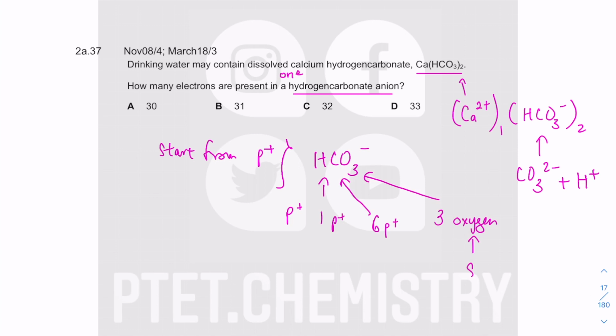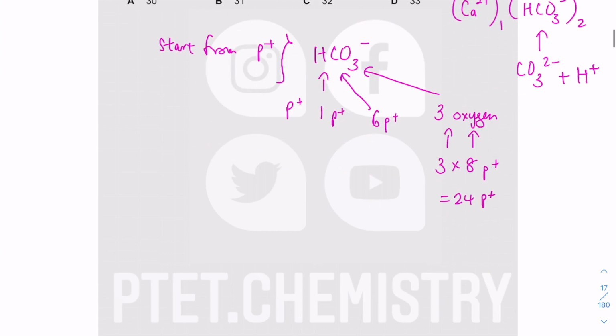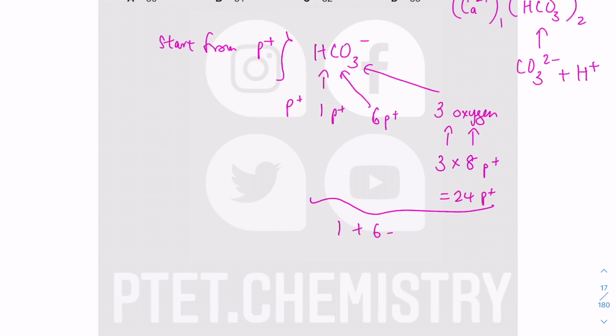Each oxygen has 8 protons. Because you have 3, it's 3 times 8, because it's 8 protons plus 8 protons plus 8 protons. So you have 24 protons. So altogether, you have 1 plus 6 plus 24, which is 31 protons.